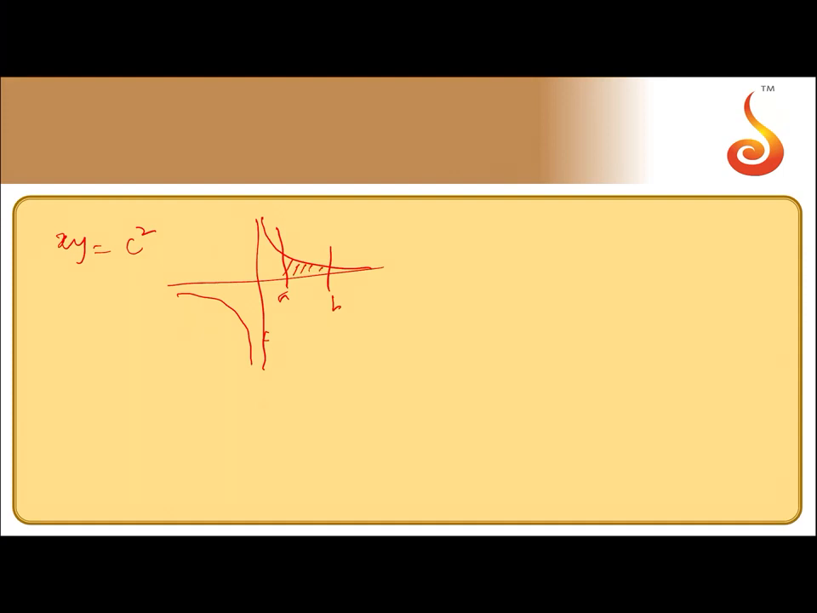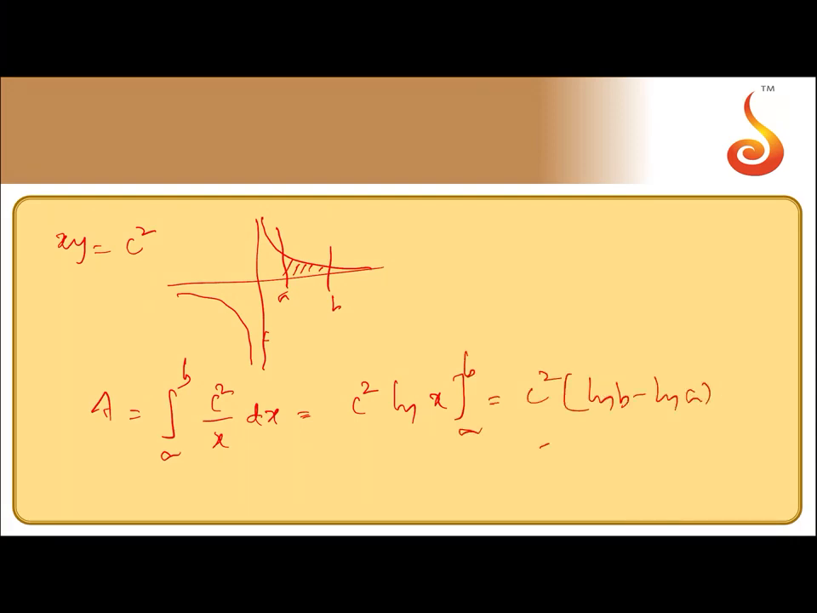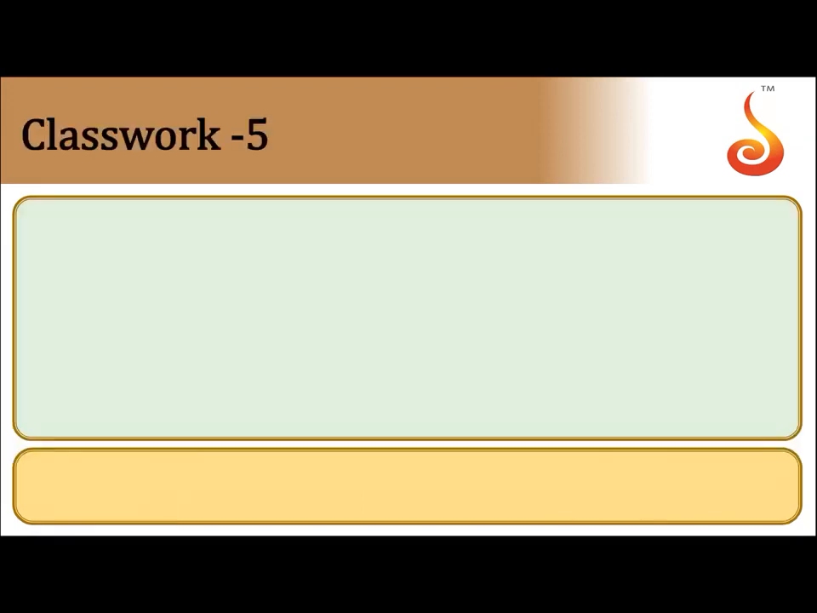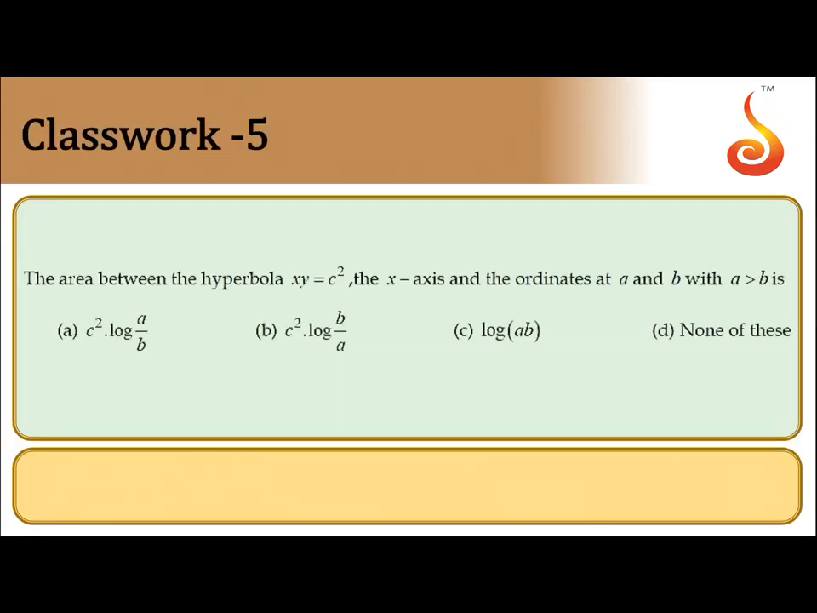So now let me consider here area is equal to integration a to b y dx, c square by x dx. That is equal to c square multiplied by log x between a to b, and therefore c square multiplied by log b minus log a. Therefore c square multiplied by log b by log a. So the answer is c square log b by log a.